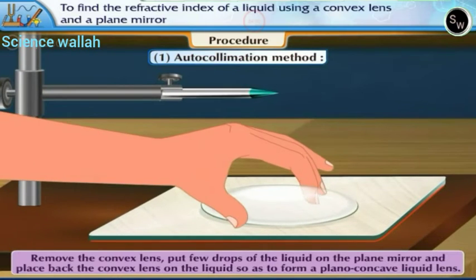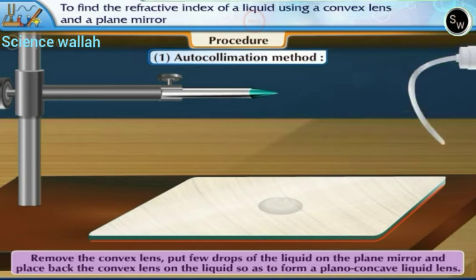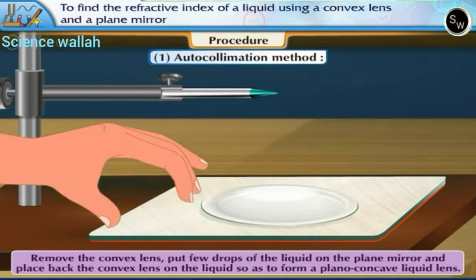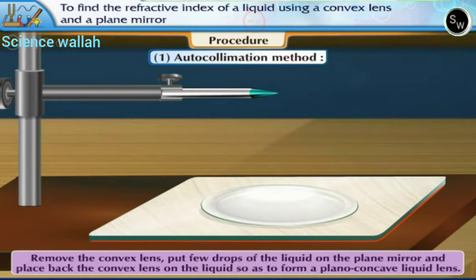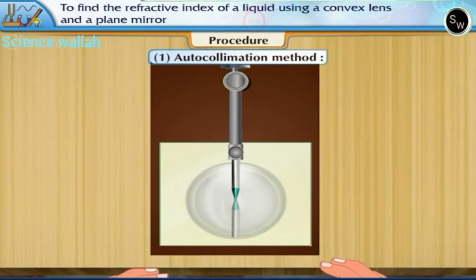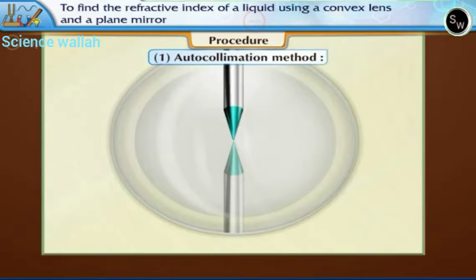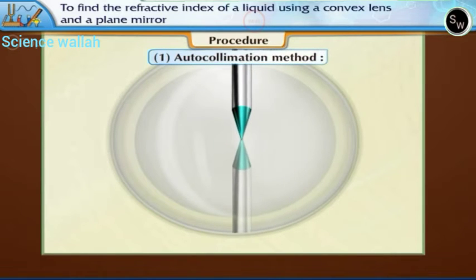Remove the convex lens. Put few drops of the liquid on the plane mirror and place back the convex lens on the liquid so as to form a plano-concave liquid lens. Make sure that the same surface of the lens is in contact with the mirror. Again, adjust the index pin such that it coincides without parallax with its real image.